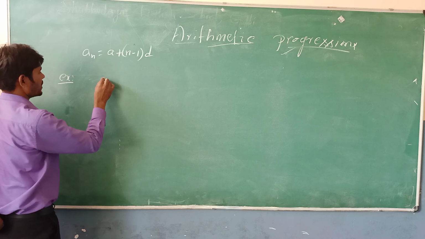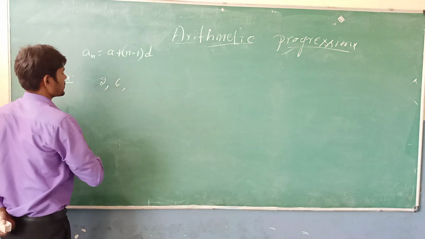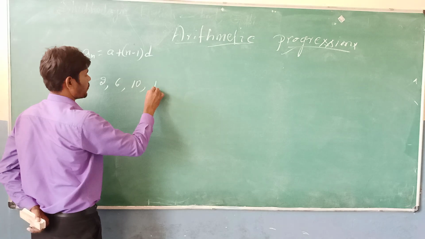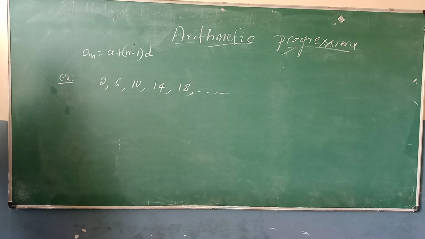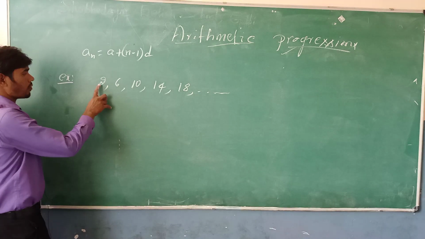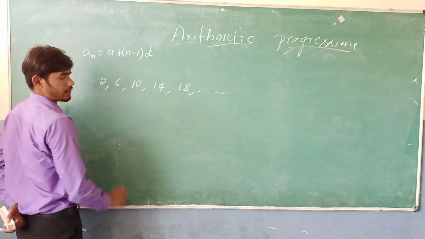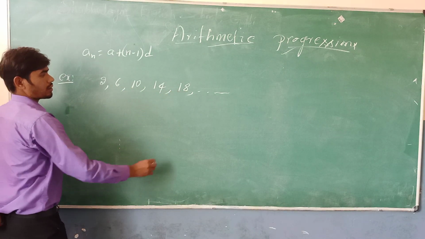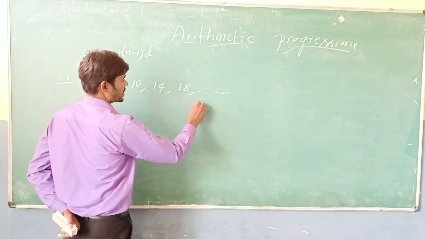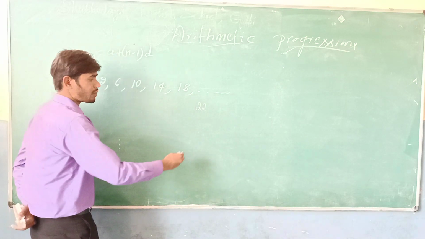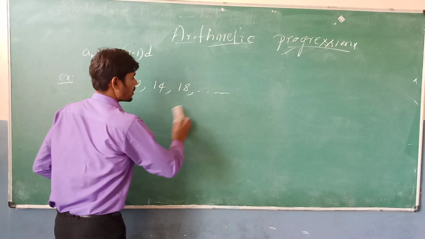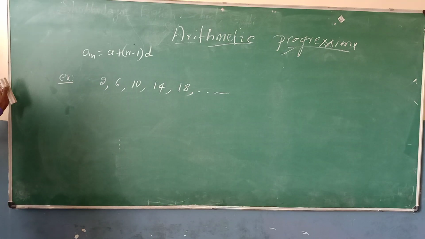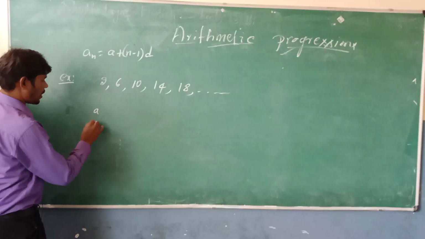The arithmetic progression is 2, 6, 10, 14, 18 and so on. Now we can find the next term. How many terms are there? 1, 2, 3, 4, 5. The sixth term is 22, and the next term is 26. So, what if we want to find the 100th term?